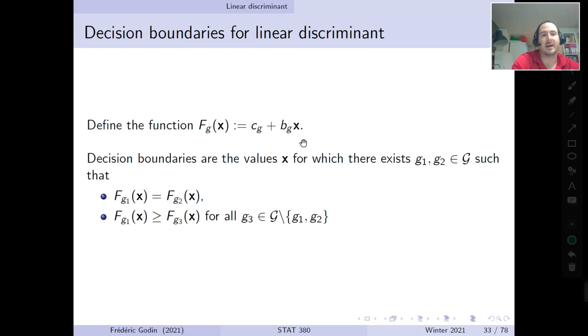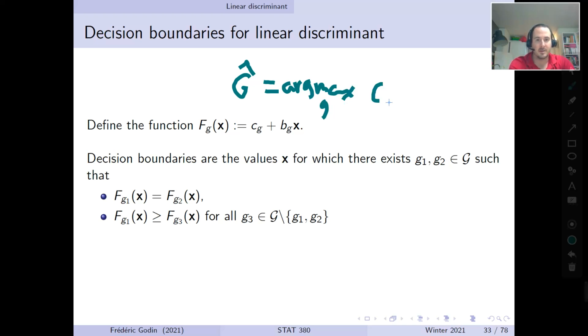So the idea here is we say that for a given set of predictors x, the observation is classified as class G if this G yields the maximum value for this expression. Okay, so the problem is to find G hat by maximizing across G the quantity Cg plus Bg x, where x are the predictors associated with the observation.